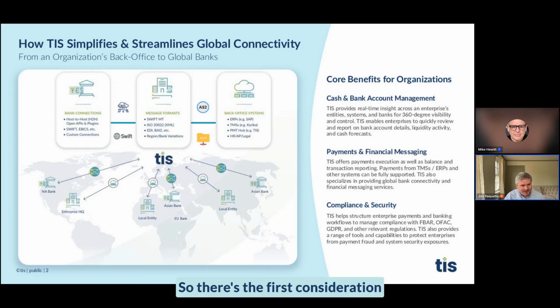So there's the first consideration here, which is how am I going to connect up to my banks? And that's going to depend on what your strategy is and what you're looking to enable. Maybe you're looking to standardize your global batch payment process through host-to-host connections. Maybe you want a scalable Swift model. Maybe you're looking to accelerate your real-time treasury strategy through open banking APIs. But the problem is it doesn't stop there, right?